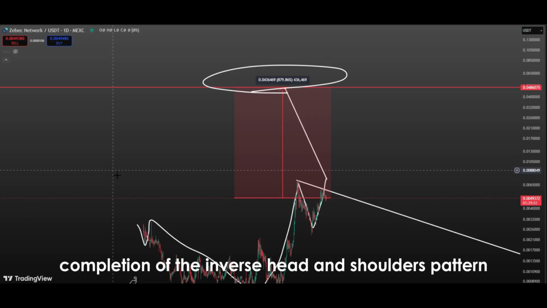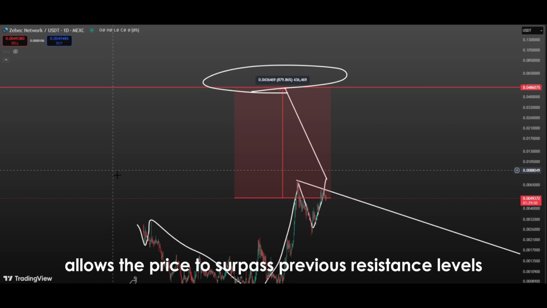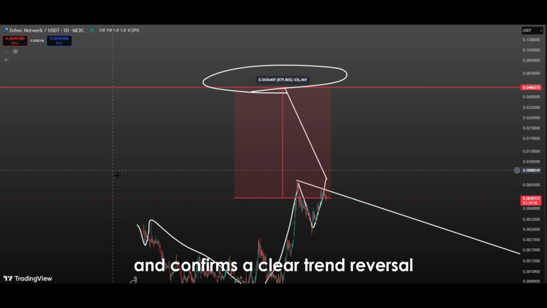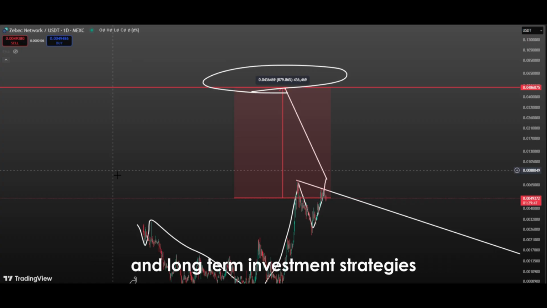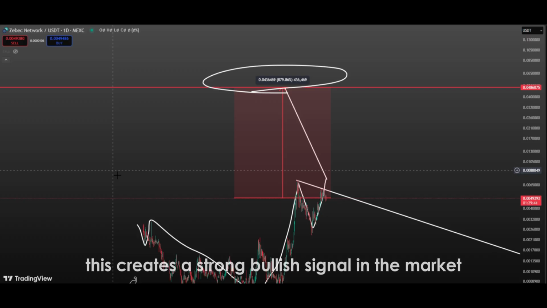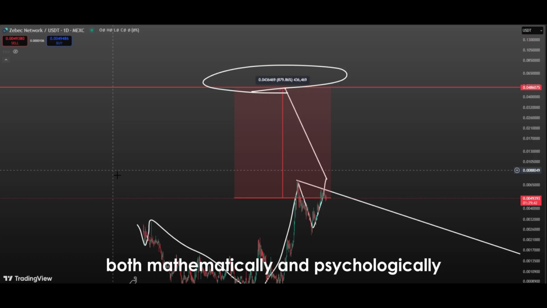Completion of the inverse head and shoulders pattern allows the price to surpass previous resistance levels and confirms a clear trend reversal. This process guides investors in both short-term profit opportunities and long-term investment strategies. The formation of the final shoulder and subsequent upward movement is the fundamental mechanism for reaching the pattern's target. This creates a strong bullish signal in the market, both mathematically and psychologically.